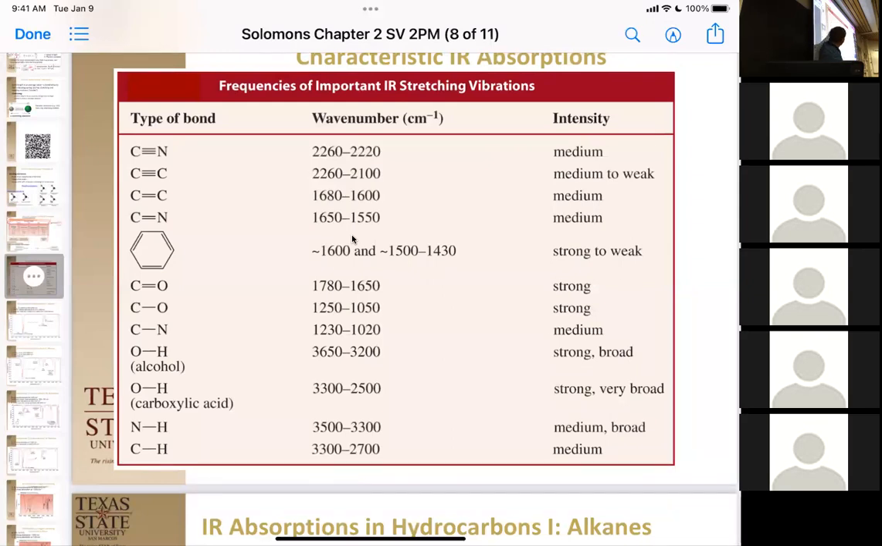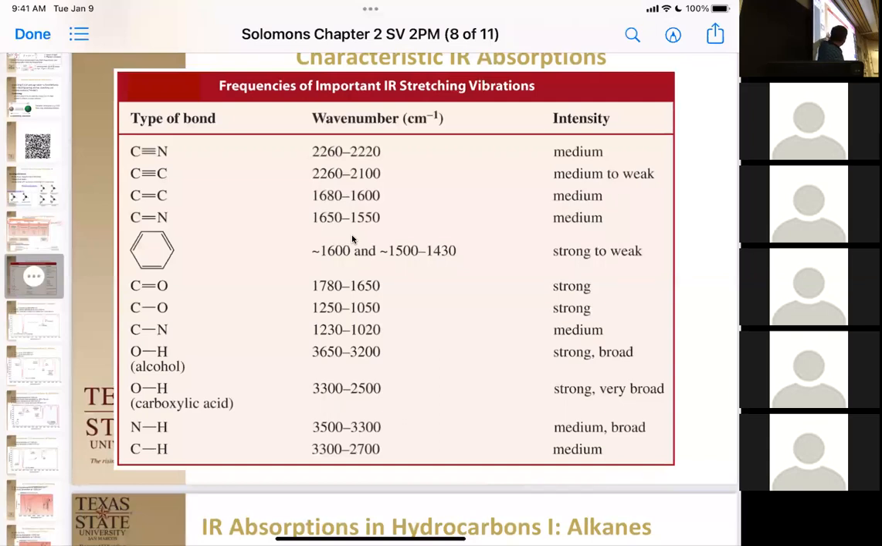Well, that gets us to this weird one right here, benzene. It can be strong or weak because, remember, this is not even the real structure. This is only one of the many resonance structures it could be. So that can change from strong to weak. We'll see some weird things happen here, including some splitting.